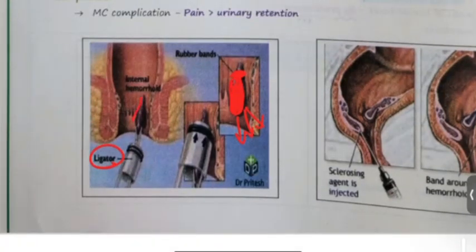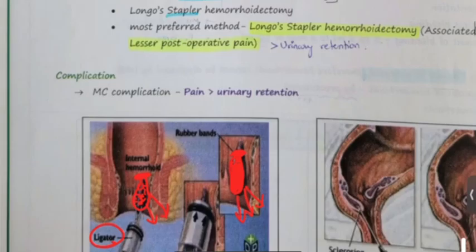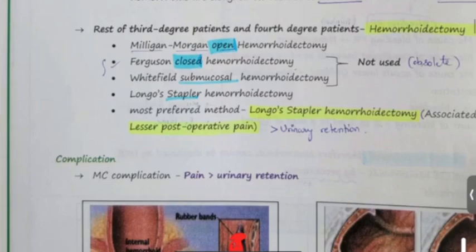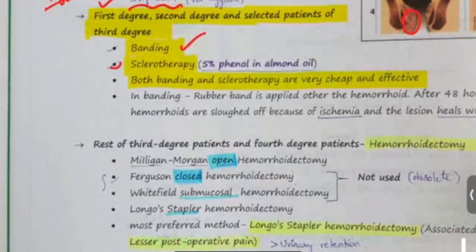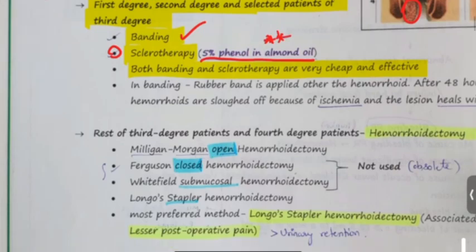We are holding the internal hemorrhoid, we are putting a rubber band so that whatever this tissue is there, that will lose its blood supply and it will undergo necrosis or fibrosis and it will fall off. This is called as banding. Similarly, sclerotherapy, just like in varicose veins, we'll inject an agent, that is 5% phenol in almond oil. Because of this sclerosing agent, there will be fibrosis. Same action as banding, but we are injecting an agent instead of putting a rubber band. Okay, so fibrosis happens, and after that it will fall off.